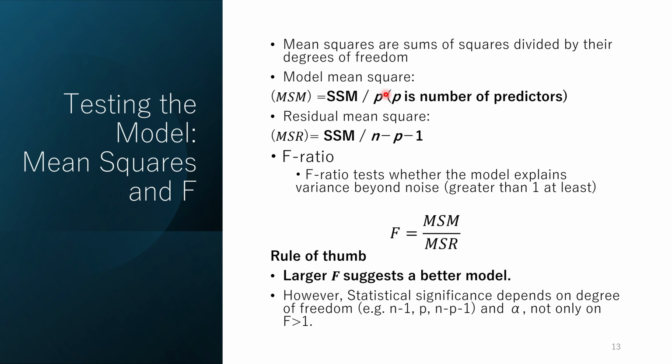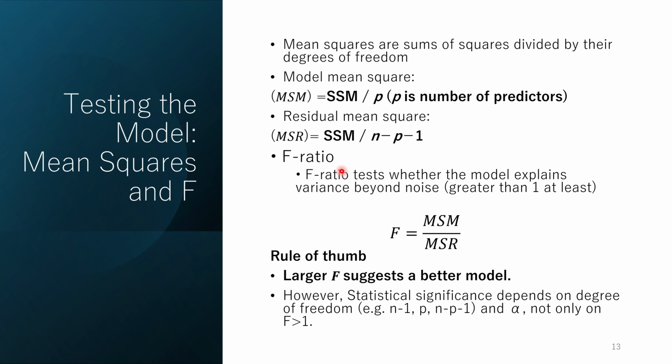First, we turn sum of squares into mean squares by dividing by their degrees of freedom. Here, MSM, model mean square, is SSM divided by the number of predictors, P. P is the number of predictors. And next is MSR, residual mean square. This is the SSR divided by N minus P minus 1. N is the sample size, P is the number of predictors, and minus 1.